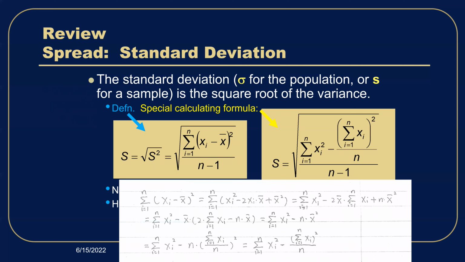Here is how we derive the equation on the left to the equation on the right. Why do we do this? Because if we need to compute a standard deviation manually, we prefer to use the one on the right because it is relatively simpler.